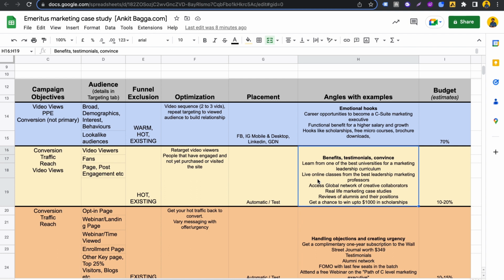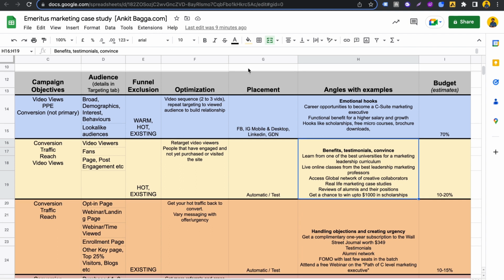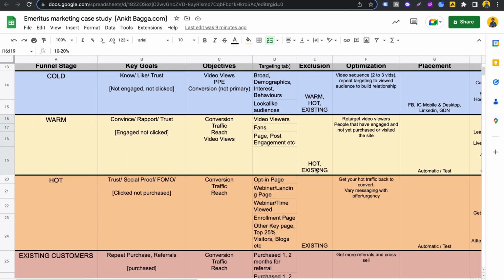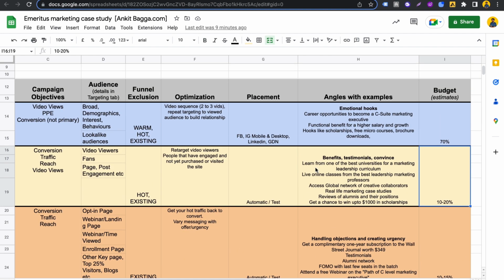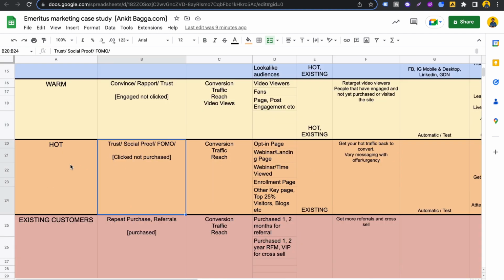I have also included here, you could go for a test to win up to like $1,000 in scholarships, and the budget estimation for this is 10 to 20%, because a large part of what we are doing right now is showing the cold ad as much as possible. You could then funnel people down into this particular audience. You could do like 60% here, you could do a little more here, but broadly this will be the estimated budget that you will be using.